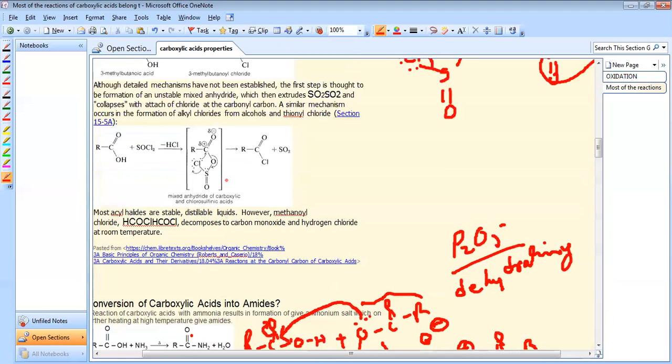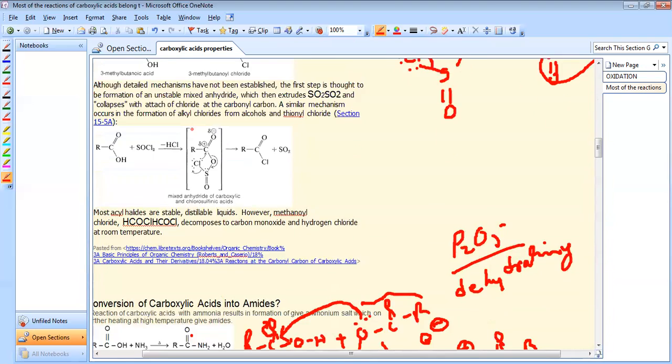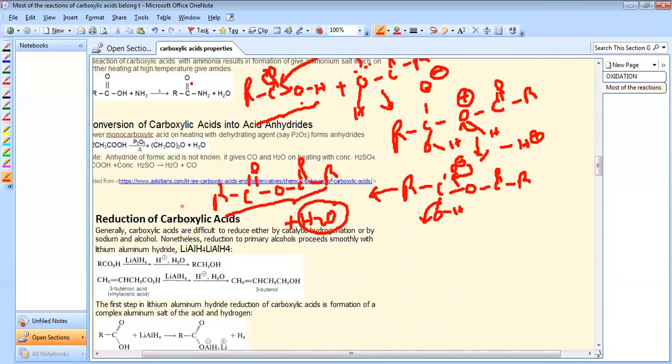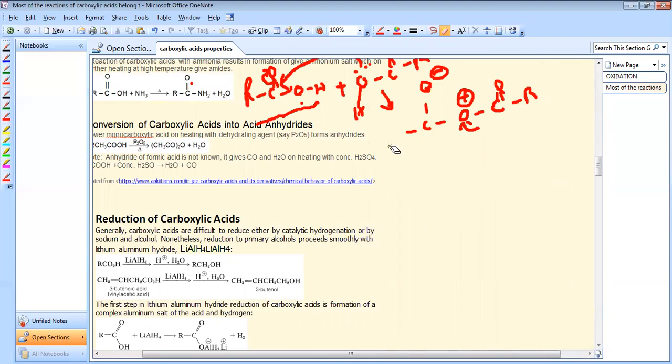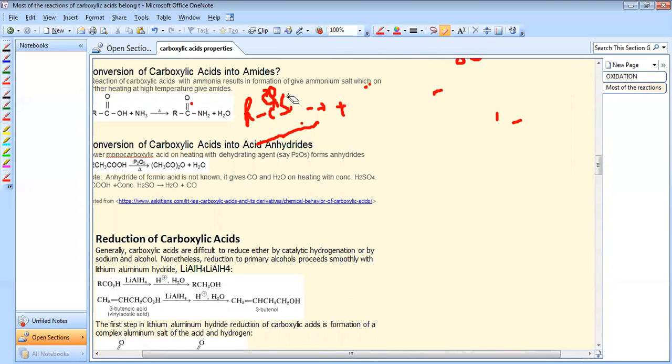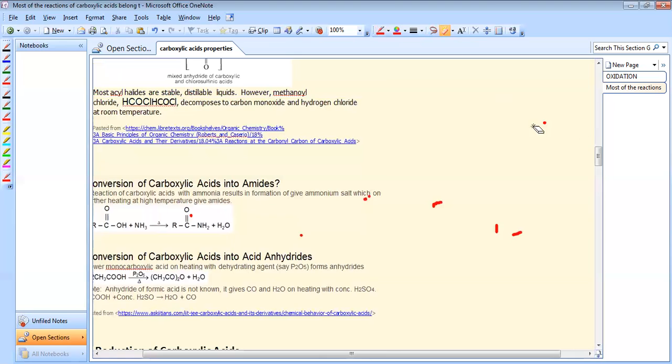Up to now we have prepared 4 derivatives. First one is ester, second one is acyl halide, third one is amide, fourth one is acetic anhydride. These reactions are nothing but nucleophilic substitution type reactions. These reactions are facilitated by cleavage of the C-OH bond, so the outgoing nucleophile is the hydroxyl, OH.